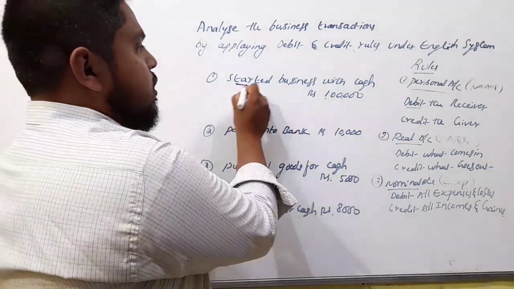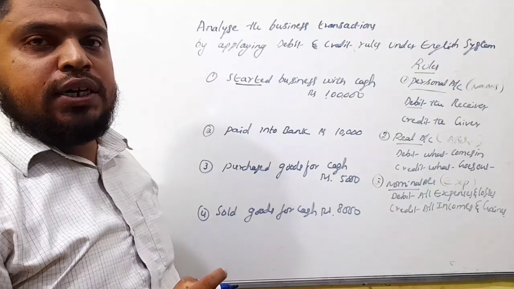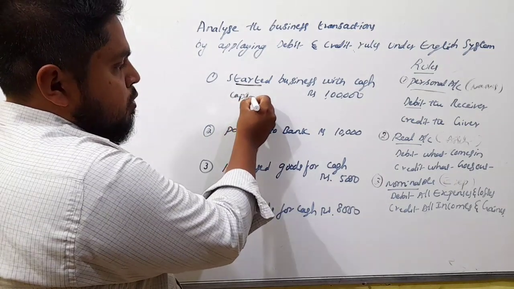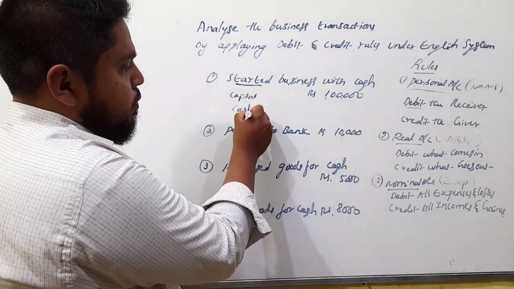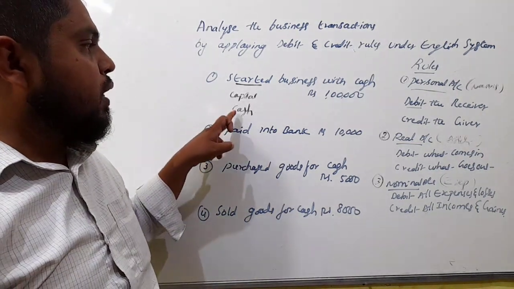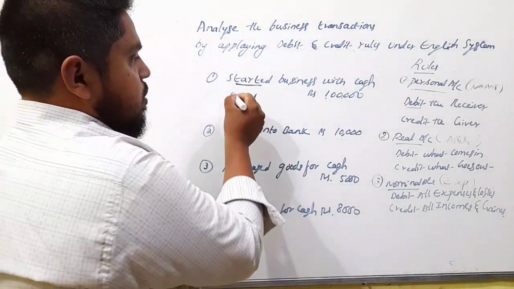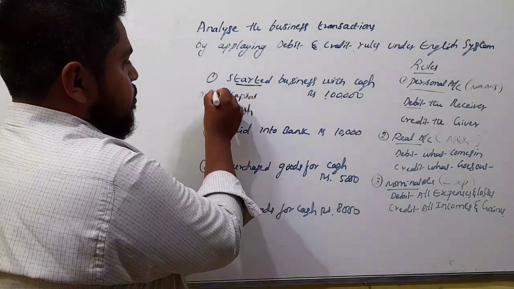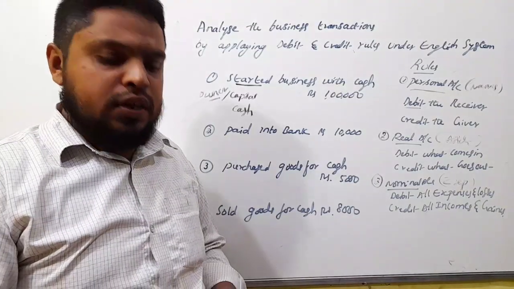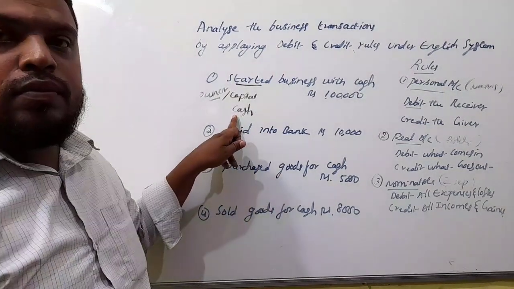Started business with cash. In this transaction, two accounts are involved. First is capital. Second is cash. Capital means here the owner. See, the owner has started the business with the help of cash.